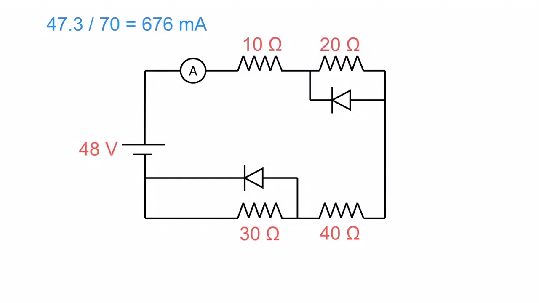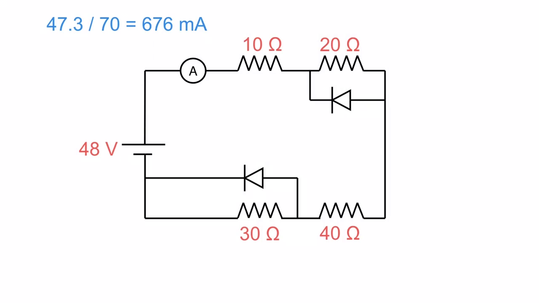So now I'm going to figure out what my volt drop or my current in this circuit is. Now I have 48 volts here. You'll notice up here I've got 47.3. That's because we need to take into account that this diode here is going to have a 0.7 volt drop across it. And if you've watched the other videos on the PN junction diode, you'll see why that is. But in this case, if this is a silicon diode, I've got a 0.7 volt drop across here. So I have to take that into account.